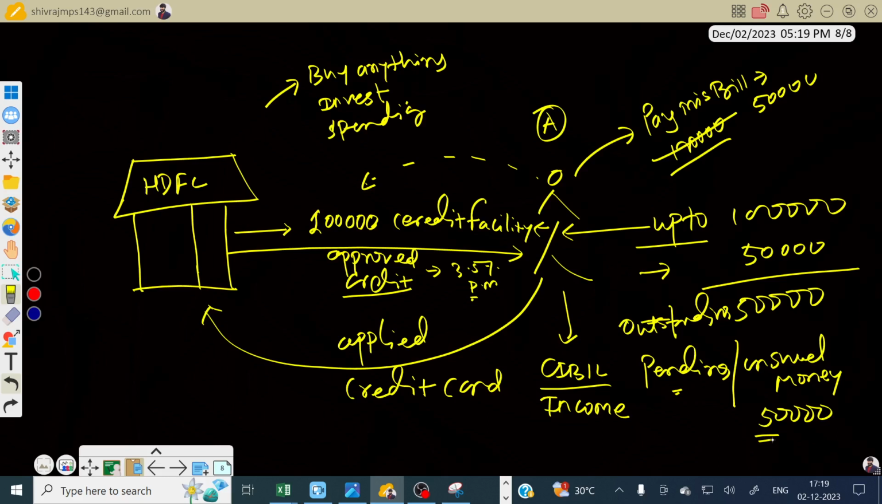Now, let's say I'm an HDFC Bank manager. If I ask A to pay interest of 3.5% on the entire 1 lakh amount, will he be able to pay? Yes, no? No, because he is still under the credit limit. Exactly. Only the 50,000 has been utilized for spending. So you can only pay interest on the utilized amount. He will pay interest only on the utilized amount.